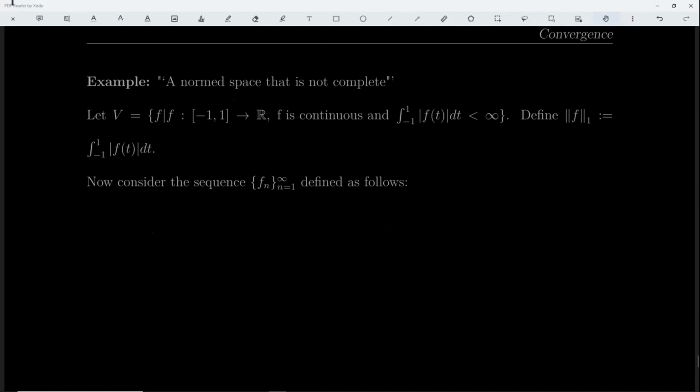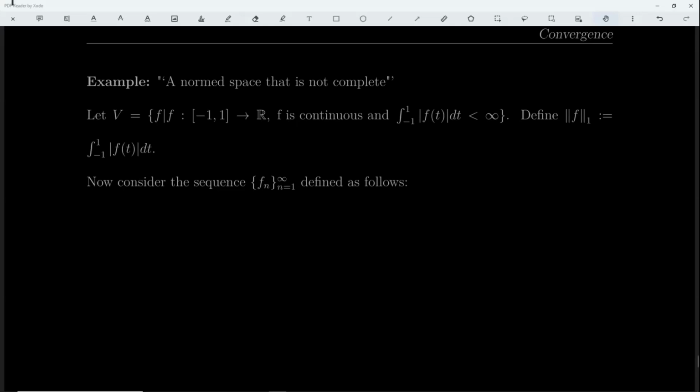Later, we will also see something called Hilbert spaces as well, which will be related. Now we have another example, and I will give one example of a normed space that is not complete. So let's have a look at the definitions over here and try to make some sense. All right, so let V be the functions f taking values between -1 and 1, with real values. f is continuous, so that's important, and the integral of the absolute value of f of t in this interval is bounded.